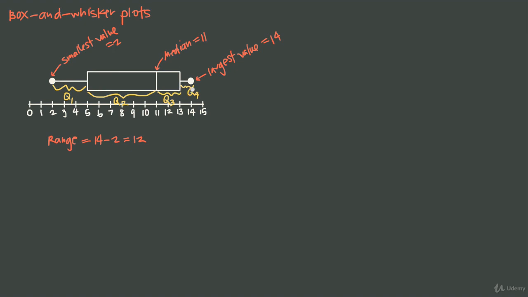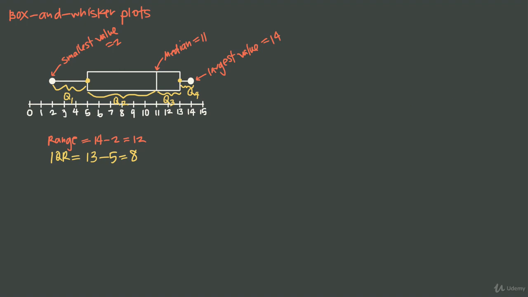Therefore, to find the interquartile range, we just take this point right here, the right edge of the box, the value that's between the third and fourth quartiles, and we subtract the value that's between the first and second quartiles, which is the left edge of the box. So the interquartile range will be 13 minus 5, or 8.